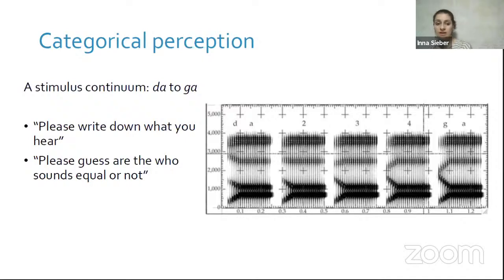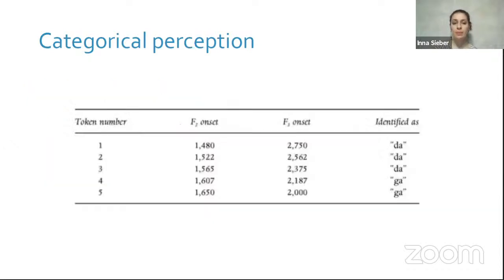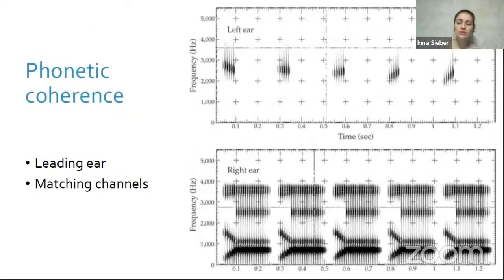The next one was to guess, are the two sounds that you hear equal or not? There were only two types of answers, only da and ga. And this continuum was divided into two groups by all participants of this experiment. So we have some categories which are shaped by our phonetic experience, by the phonological structure of our languages, by these phonetic inventories.